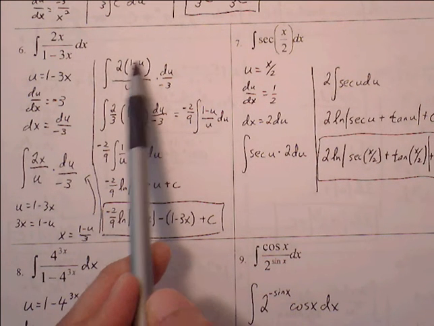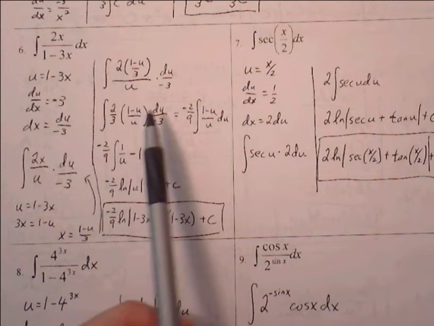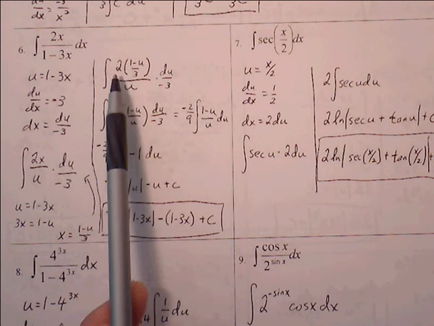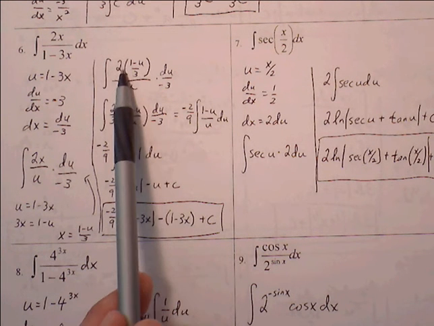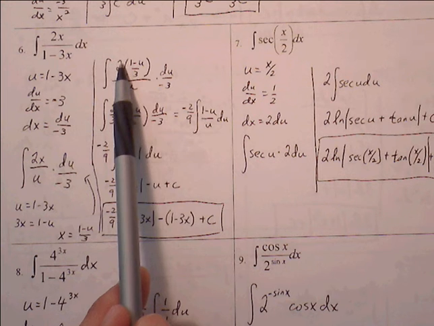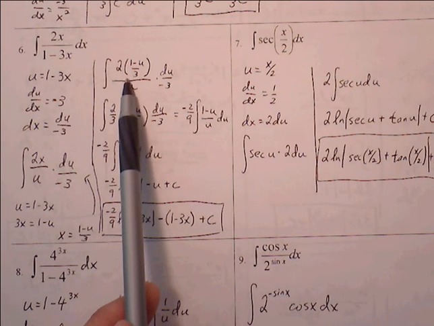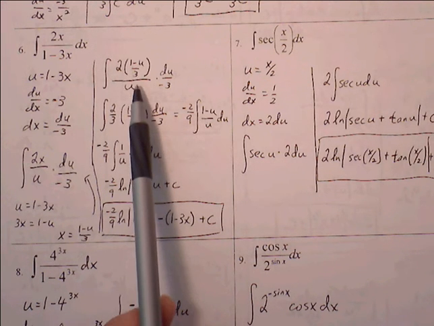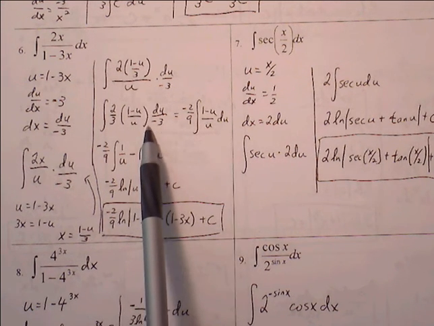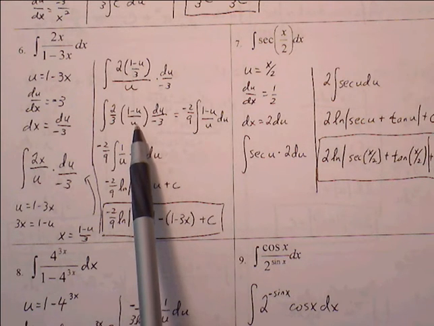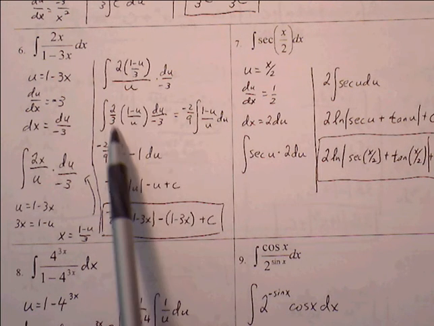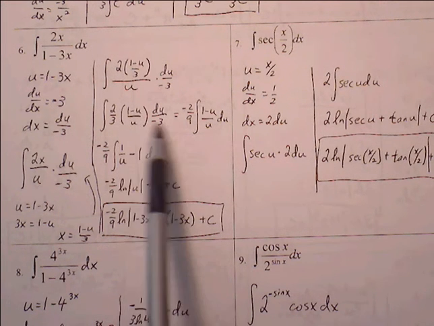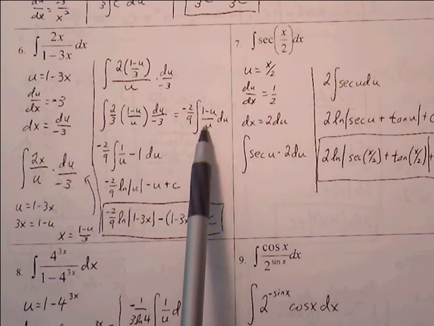I'm going to distribute the 2 through here, and we are dealing with some complex fractions, but we're going to try and keep these parts clear. So distribute the 2 through. I get 2 times 1 is 2, 2 minus 2u over 3. And I'm going to pull the 2/3 out, and then just have the 1 minus u over u, and then du over negative 3, and I'll continue to combine the coefficients together. So negative 2 over 9, 1 minus u over u du.